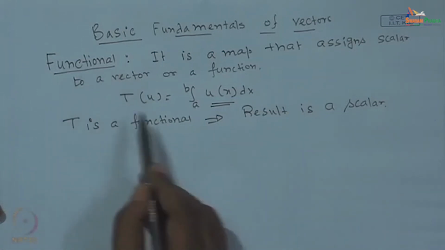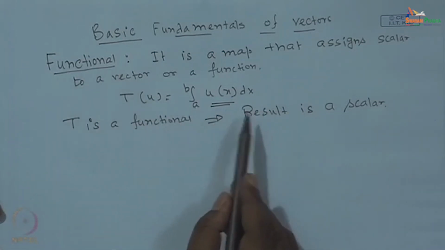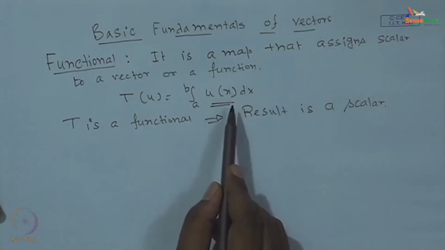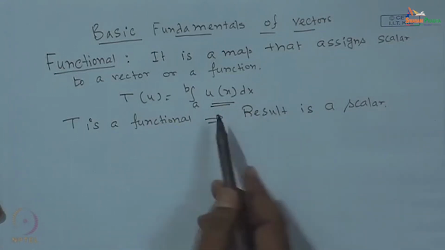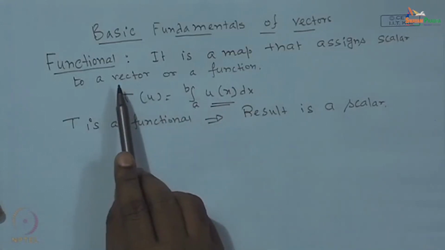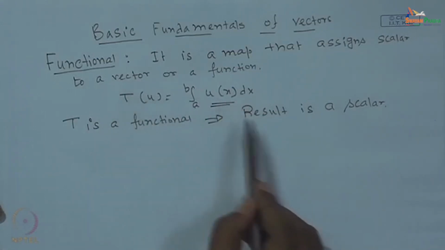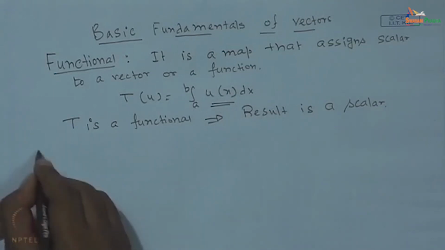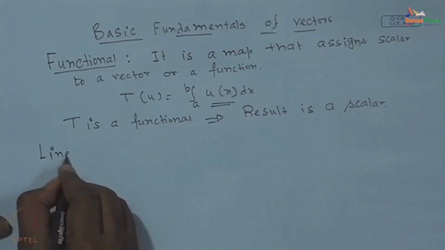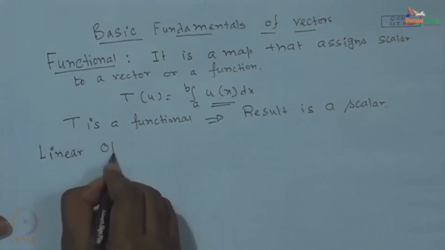So, a functional is a map that operates on a vector or a function and assigns it to a scalar. And what is that scalar? That scalar may be an element in the vector space, or it can be a point in a function space. Then we talk about an operator and a linear operator.